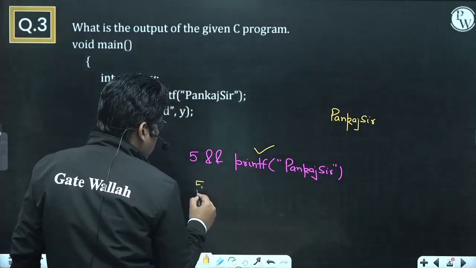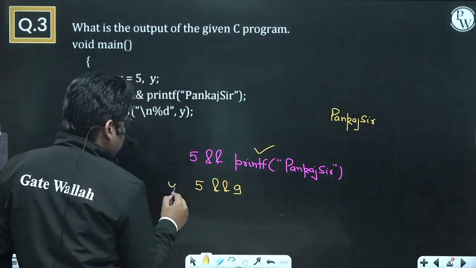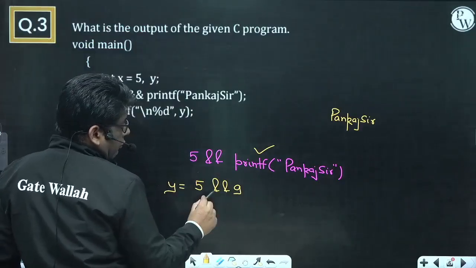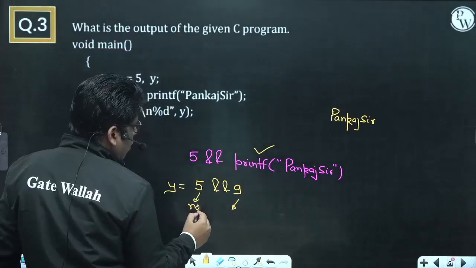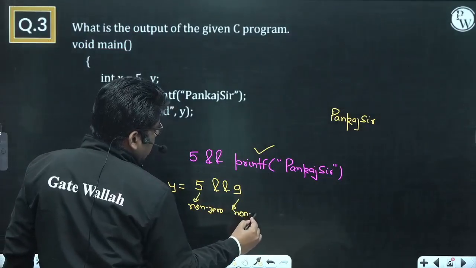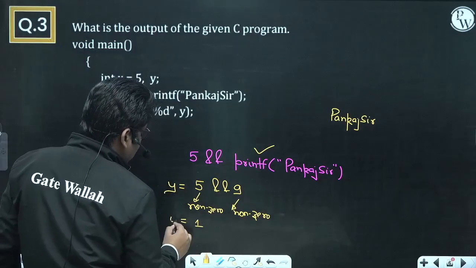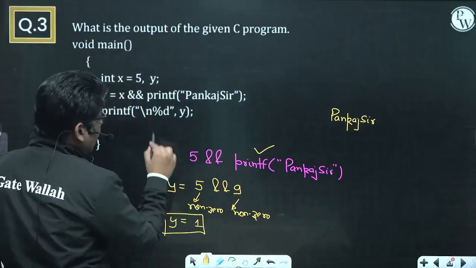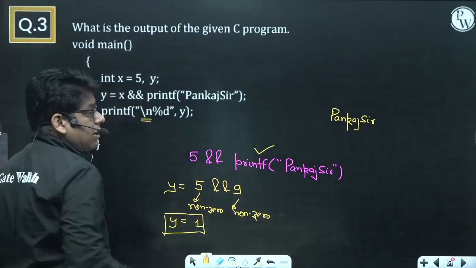So now the expression becomes something like this. For the AND operator, if both operands are non-zero, the result is true or 1. That is why, what is the value of y? The value of y is 1. But what does this \n perform?